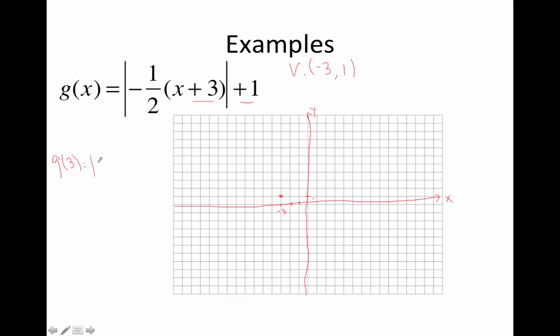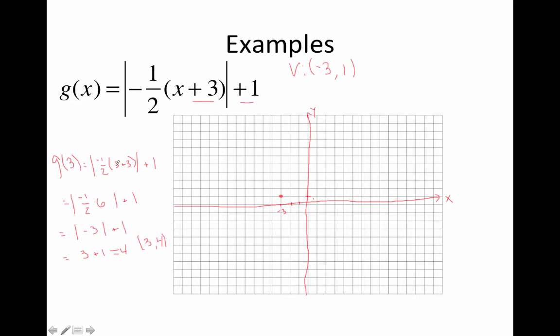So I got the absolute value of negative 1/2 times 3 plus 3, plus 1. Okay, order of operations, we're going to work inside with this parentheses. So 3 plus 3 is 6. Then we'll do negative 1/2 of 6, that's negative 3. The absolute value of negative 3 is 3, plus 1 is 4. So I'm going to plot the point 3 comma 4.